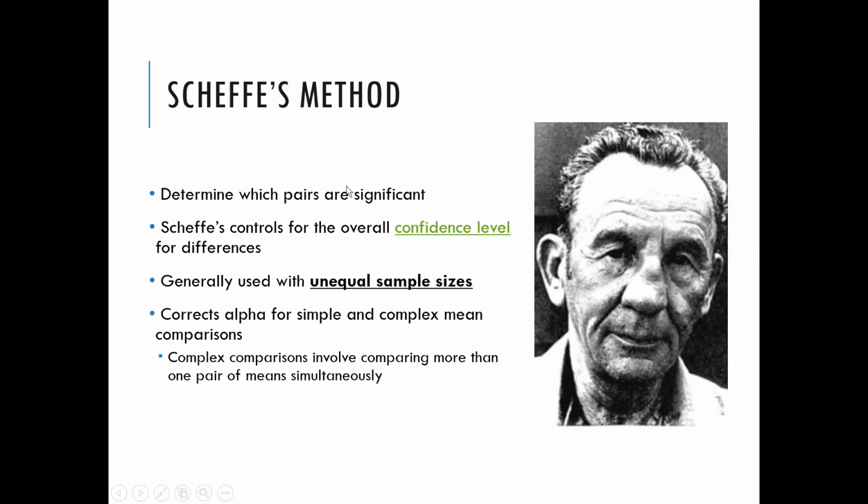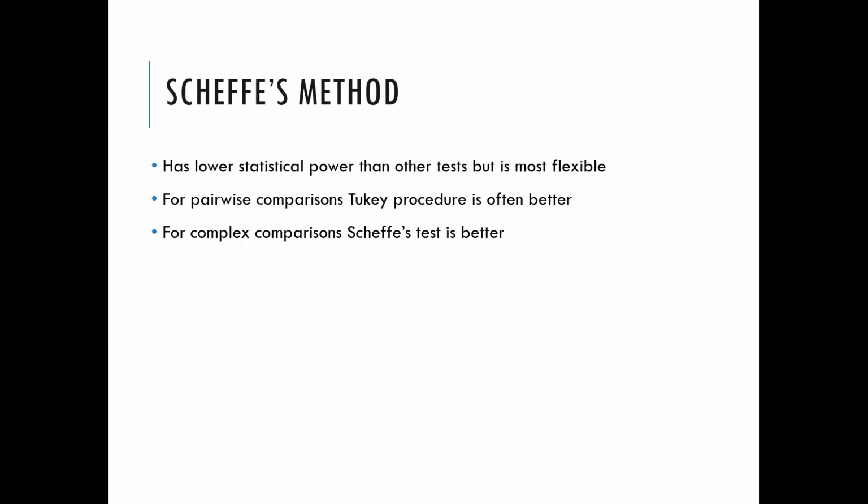Finally, there's Scheffé's method, and that is used to determine which pairs are significant. And Scheffé's method controls for the overall confidence level for differences, and we generally use this for unequal sample sizes. This corrects the alpha for simple as well as complex mean comparisons. And what I mean by that is that they involve comparing more than one pair of means simultaneously. So it has lower statistical power than other tests, but it is the most flexible. If we just want to do pairwise comparisons, then the Tukey procedure is often better. But if we want to make complex comparisons, then Scheffé's test is better.